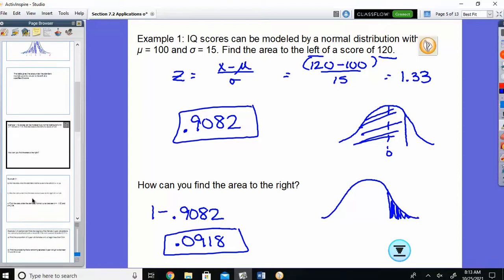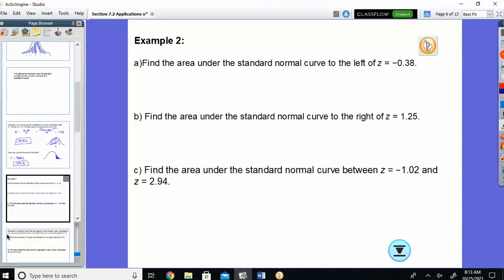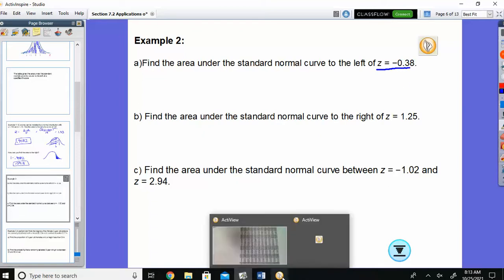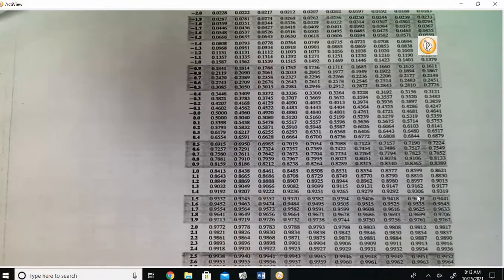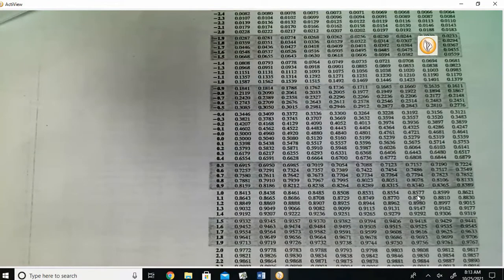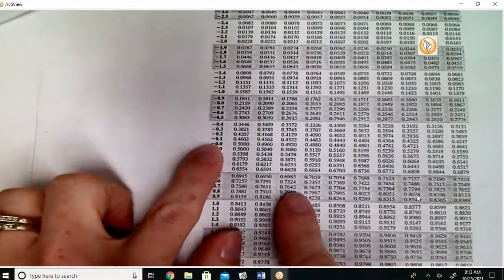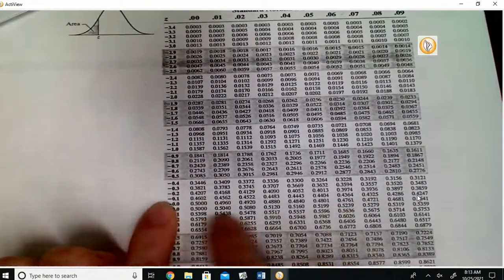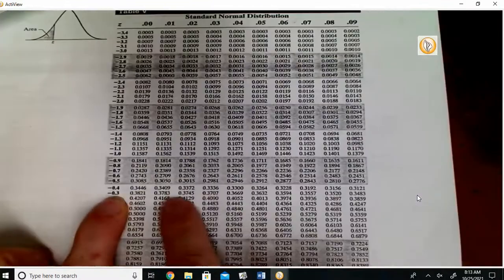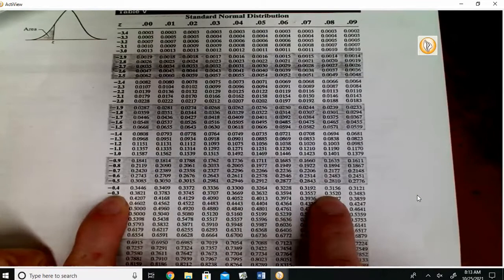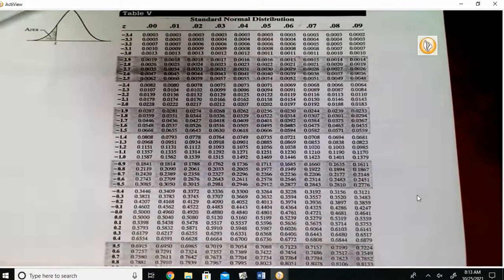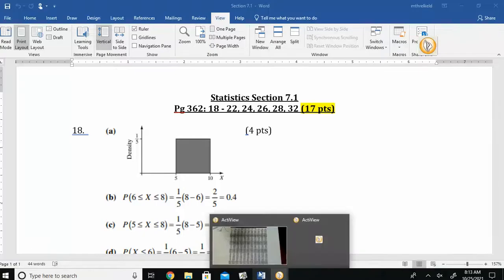Let's look at this one. So if I wanted the area to the left of z equals negative 0.38. So negative, is that above or below the mean? Below. So you would expect your probability to be less than 50%, right? At the middle, that's 50. So you go to negative 0.3, go over to your 8, and our probability is 0.3520.